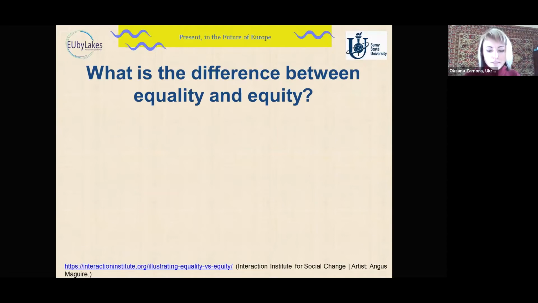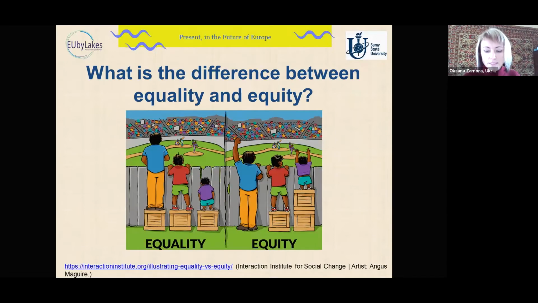Now please look at the well-known Agnes Maguire drawing and think about this question: what is the difference between equality and equity? When I first met these two terms, I was surprised why the European Union doesn't use equity, because it's more logical. I hope that some of you will talk about this in the discussion part. However, in most policy papers, the European Union uses the term equality.